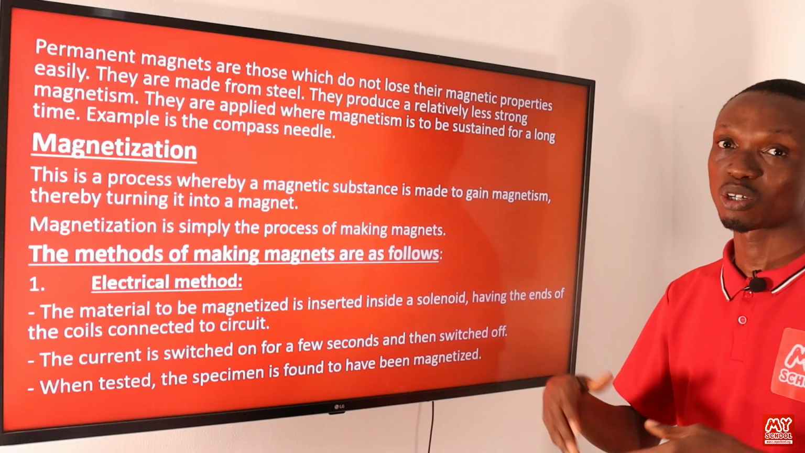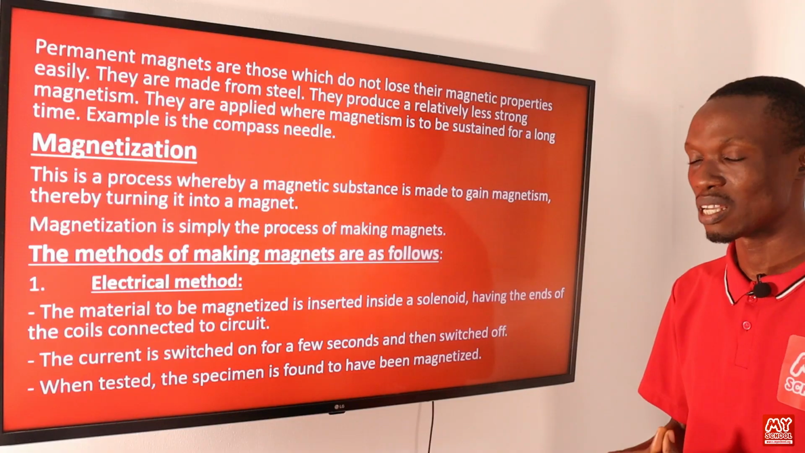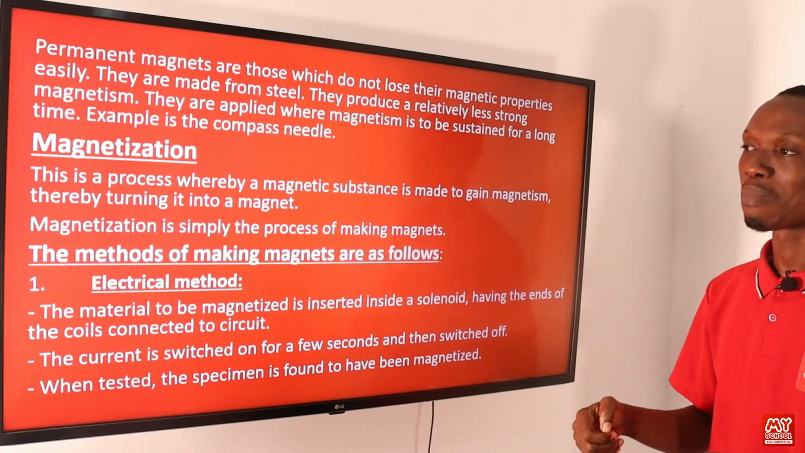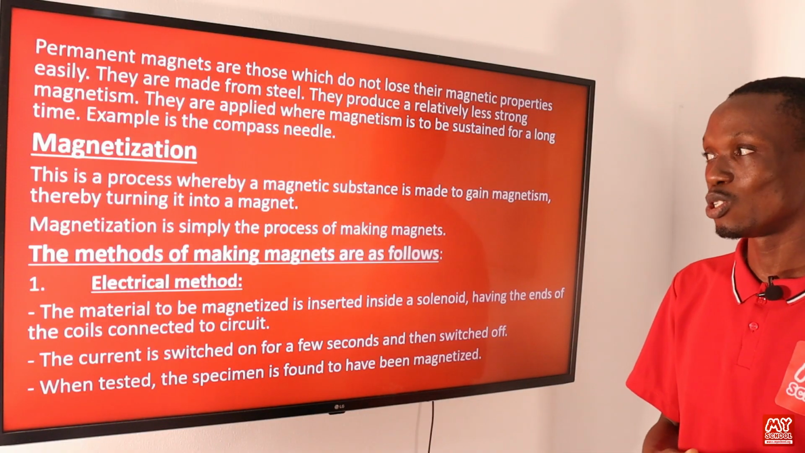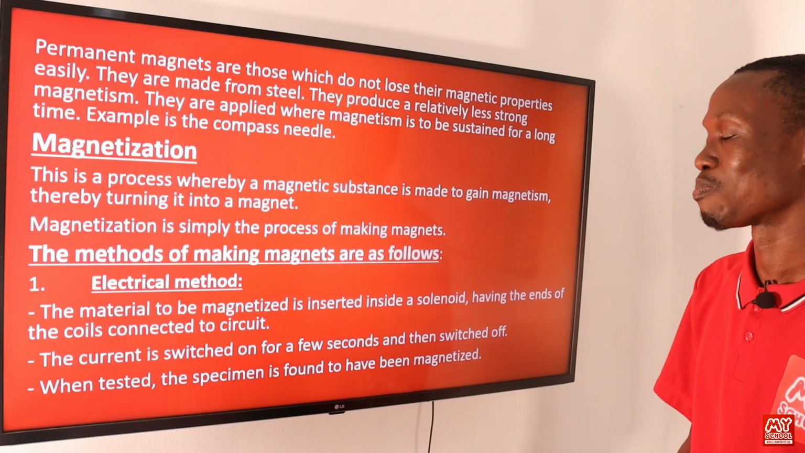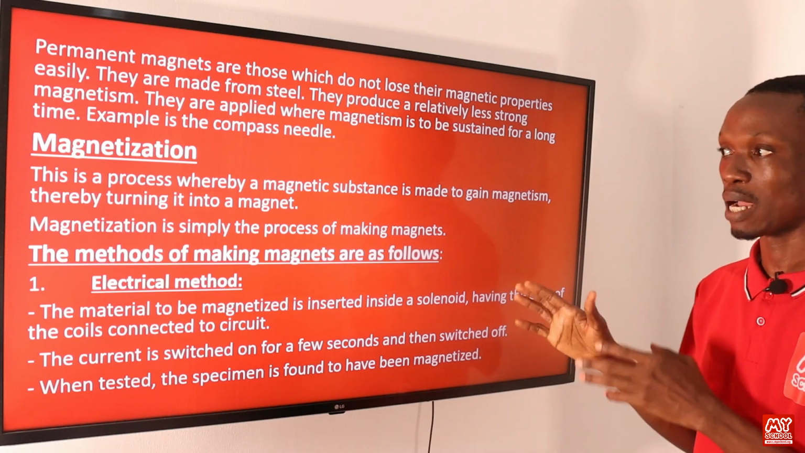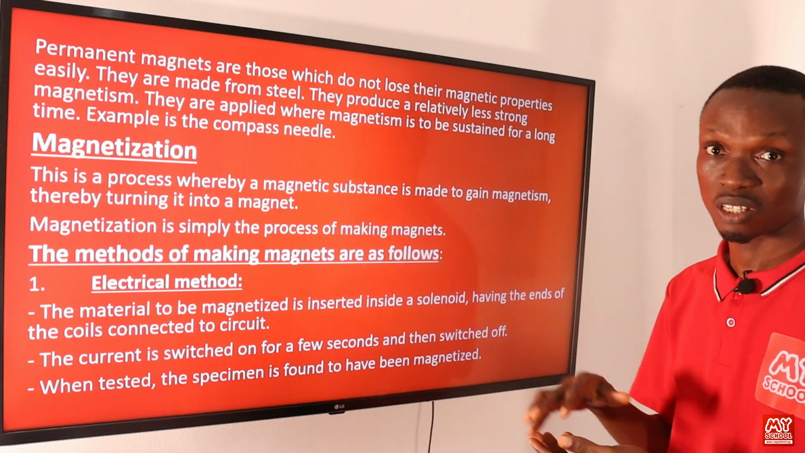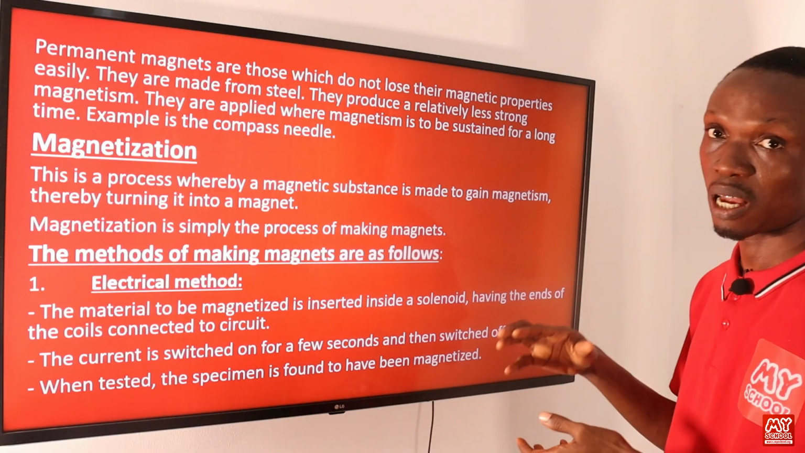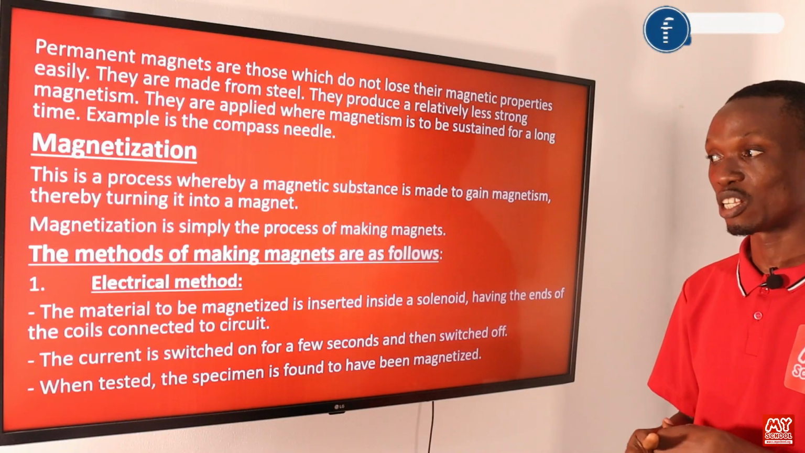Magnetization is just a process of making a magnet, okay? It is a process whereby a magnetic substance is made to gain magnetism, thereby turning it into a magnet. Or simply put, magnetization is the process of making magnets. We have different processes of making magnets, and we are going to be discussing these processes one after the other. So let's begin with the first process, which is the electrical method.